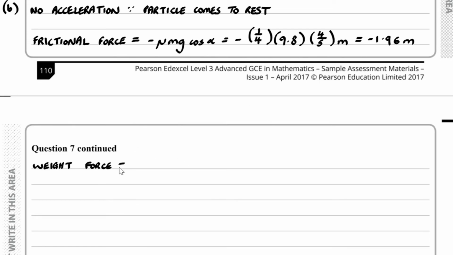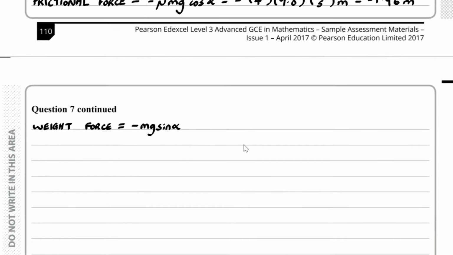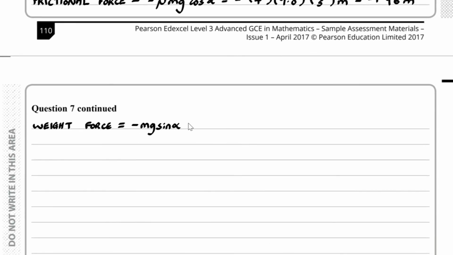For the weight force, we've got minus mg sine alpha. So I've got minus 9.8, that's what g is, times by 3/5, that's what sine alpha is, times by m. So here I get minus 5.88 m.